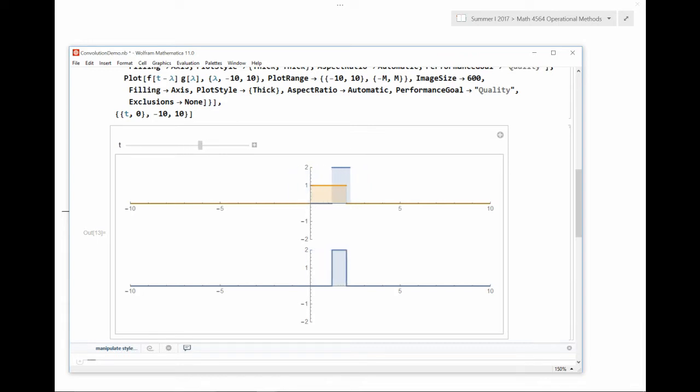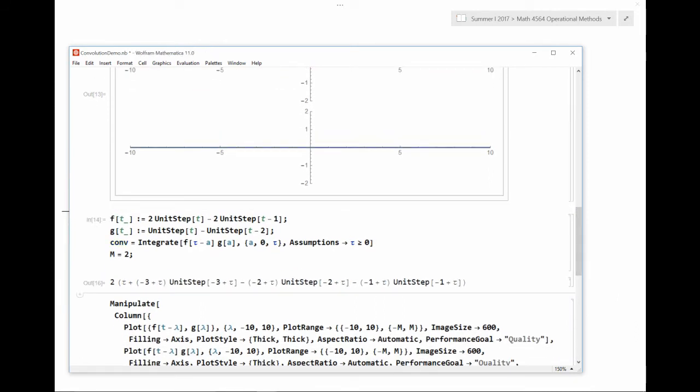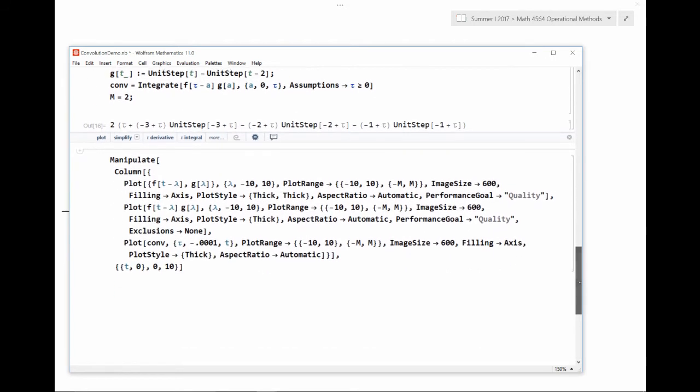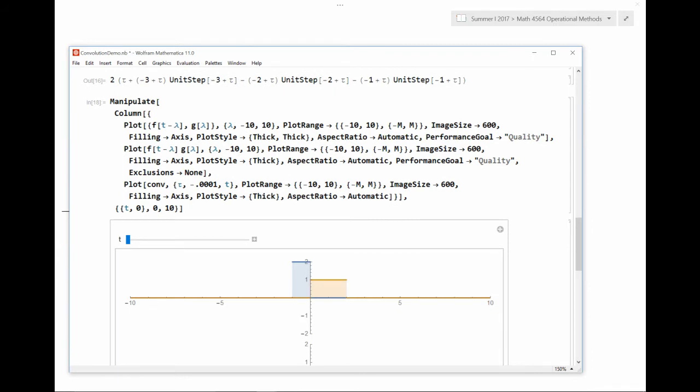So the parameter t shifts around the function f. The function f has a reversed direction because lambda has a negative sign there. And then we integrate the product for each value of t, and that gives us a value of the function for that particular t. So let's see what happens when we start integrating. So I define the convolution to be the integral.